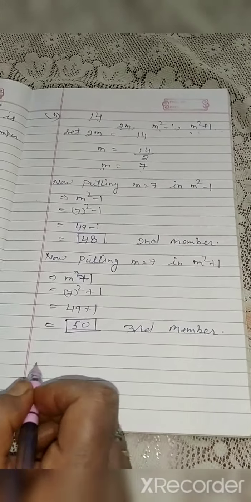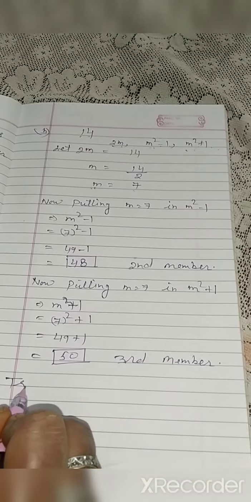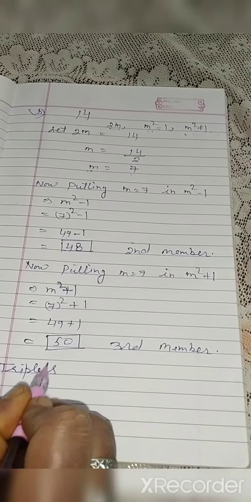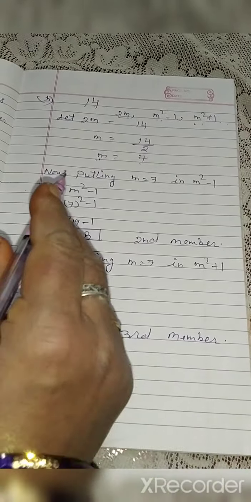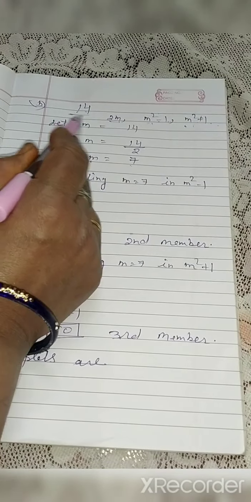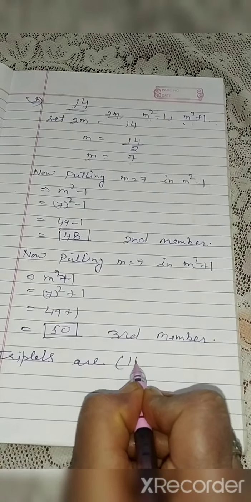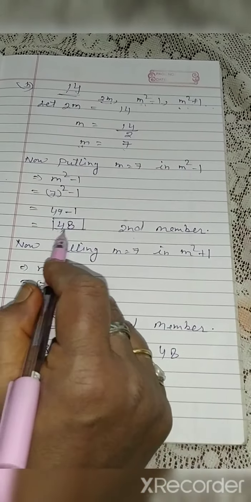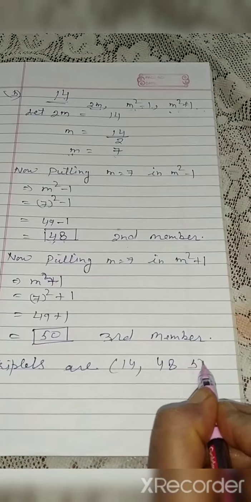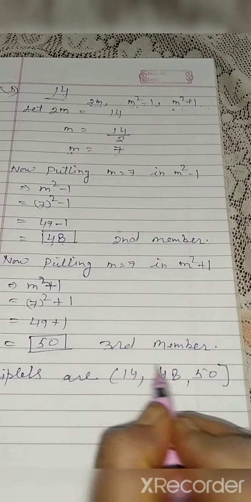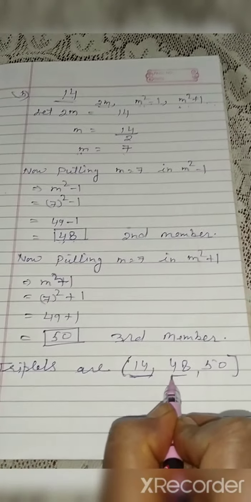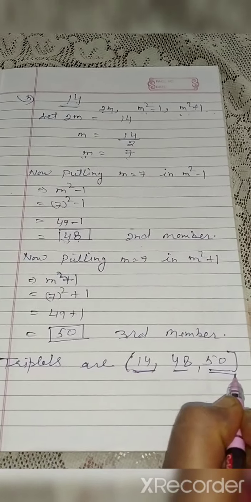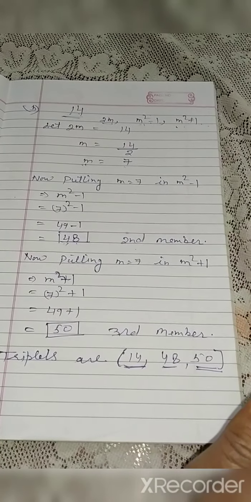So what are the triplets? One member is 14, the second member is 48, and the third member is 50. So these are the triplets: 14, 48 and 50. Similarly, you can solve the rest of the parts yourself.